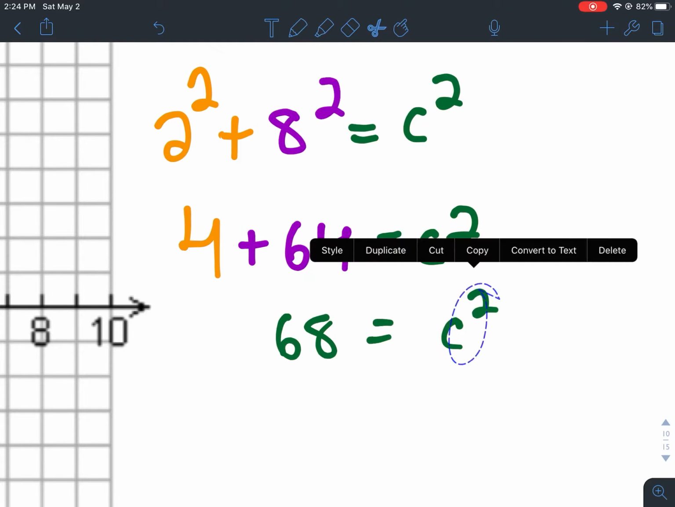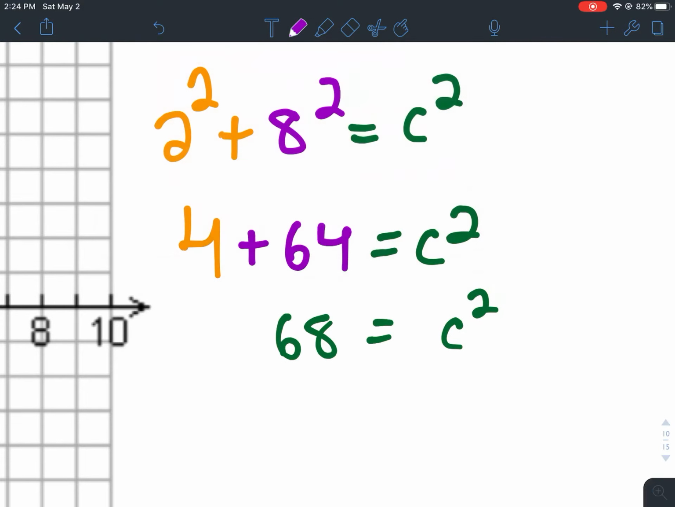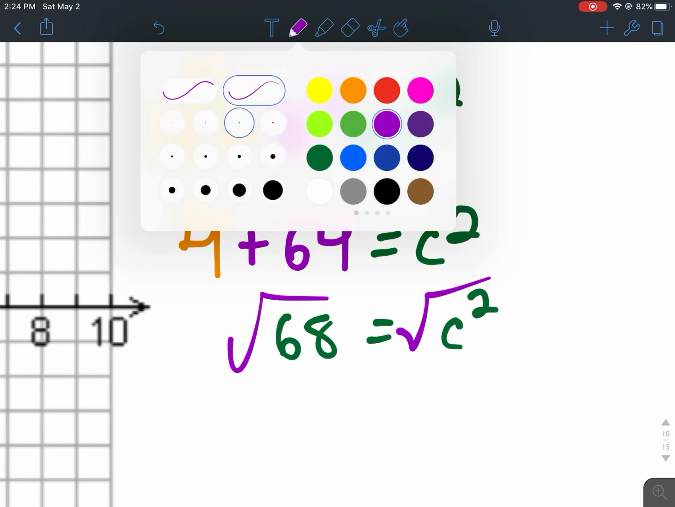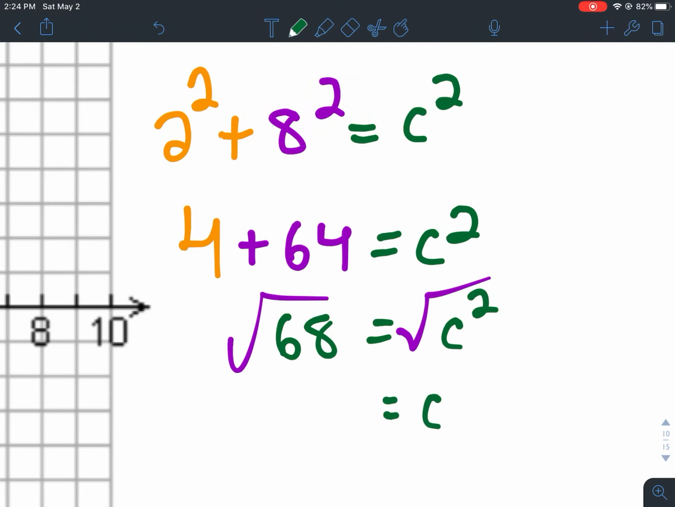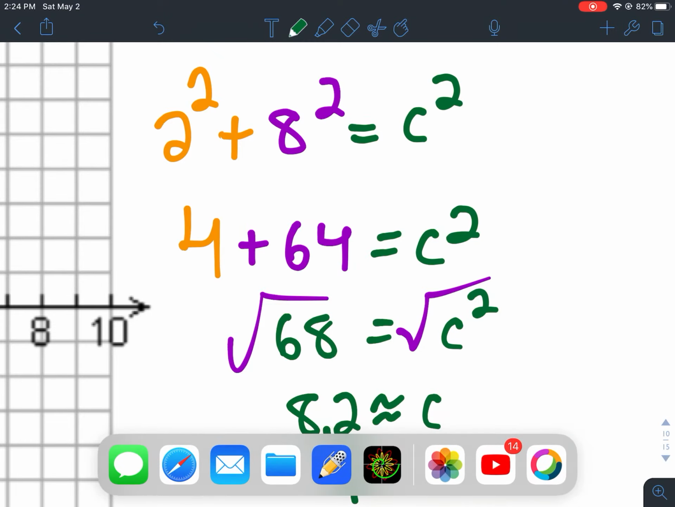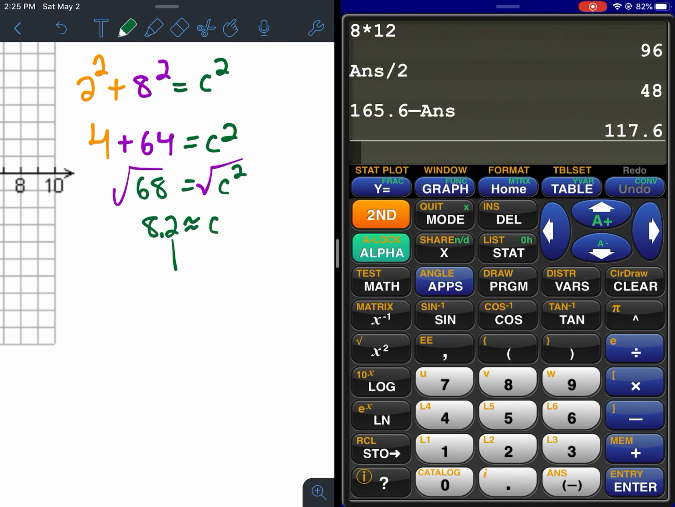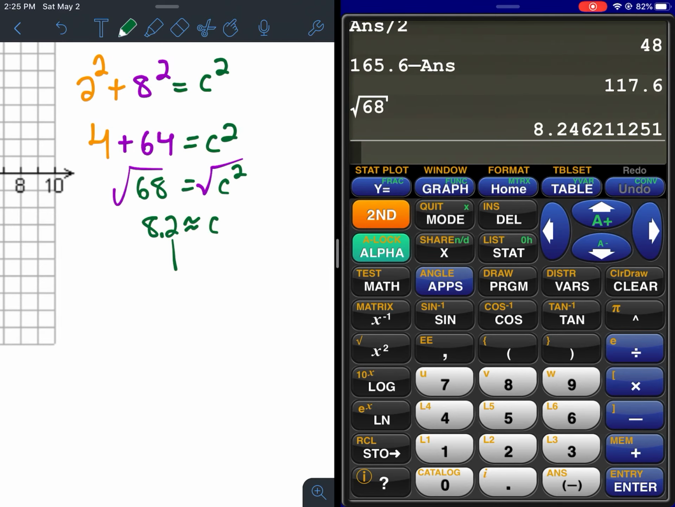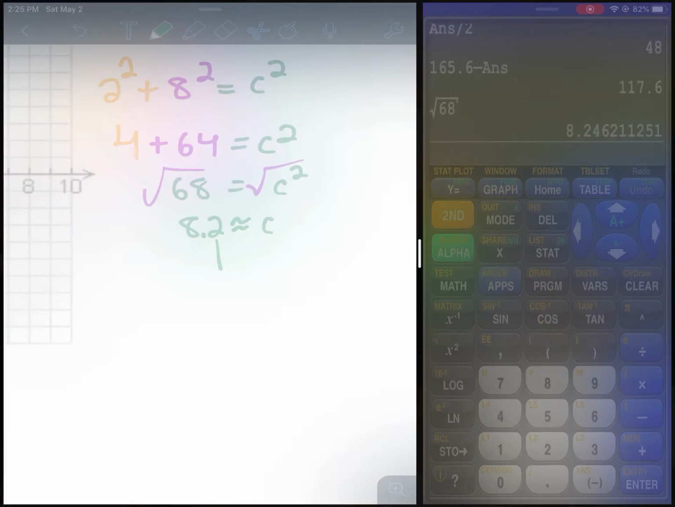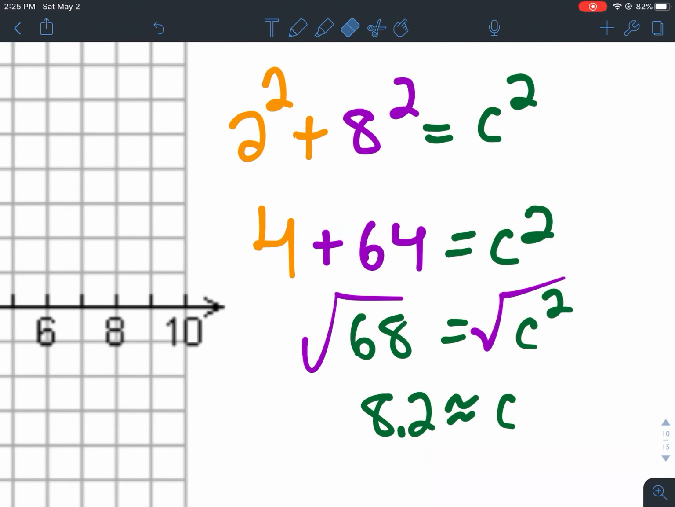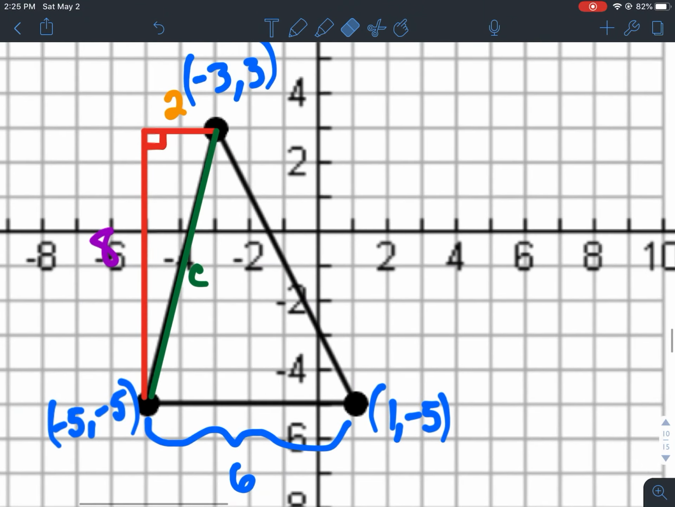Again, if you want to get C by itself, we have to square root both sides. So then our C value is about 8.2 if you type it into your calculator. Again, if you recall, use the calculator that you have on your iPad, you would have to do second and then x squared to get the square root, then you type in the number, which is 8.2 roughly. All right, so that's for that first green length that we found there.